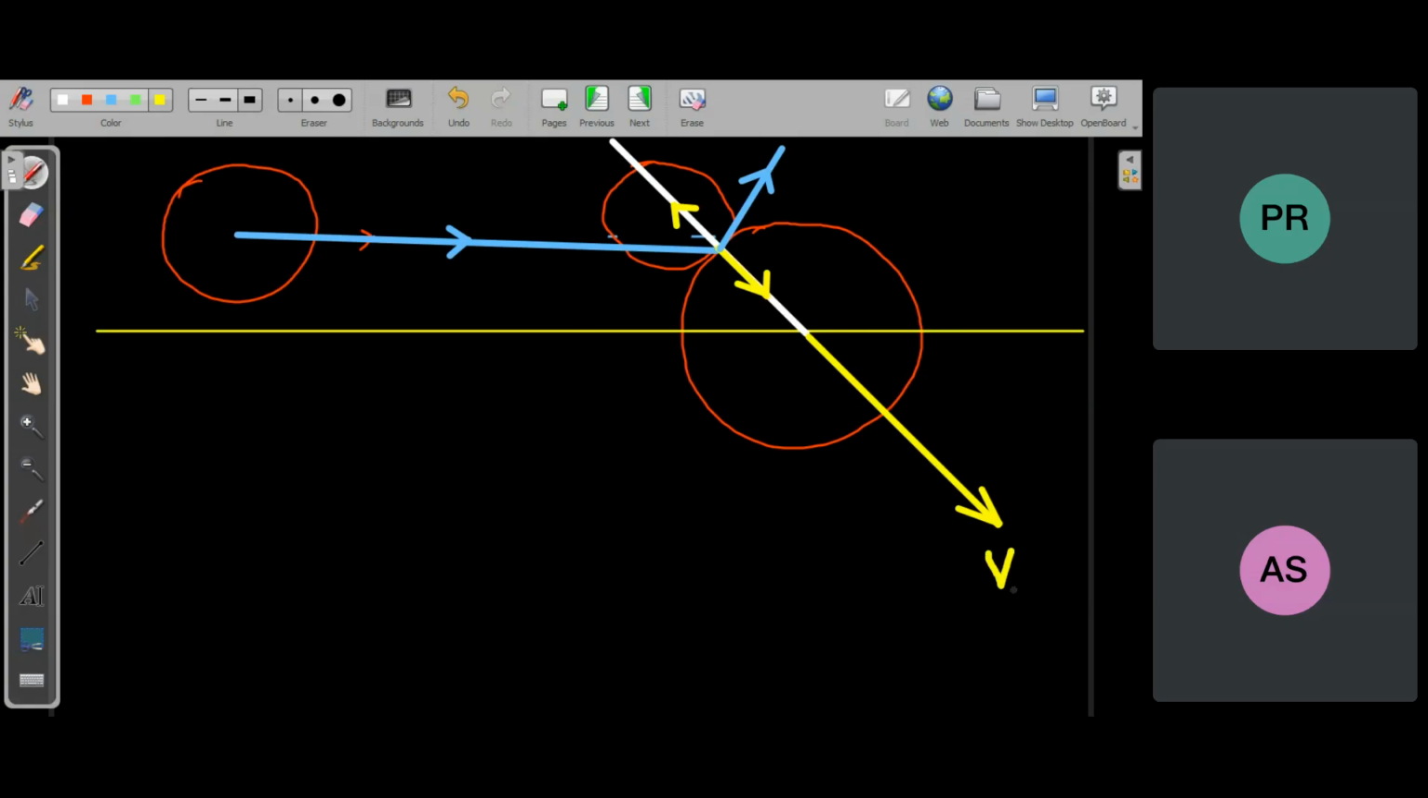Let's say after collision its velocity becomes v1 and the other's velocity becomes v2. Let's say this angle is alpha and this angle is theta. This particle has mass m and the other has mass capital M. Suppose the coefficient of restitution is also given for this collision, e equals 0.6.